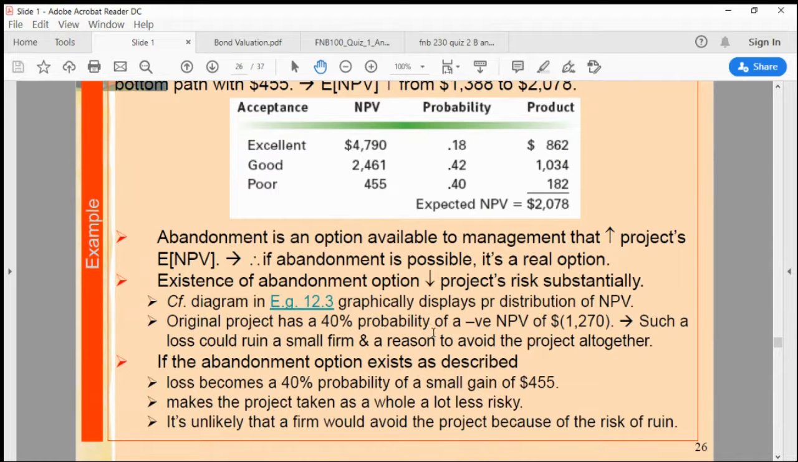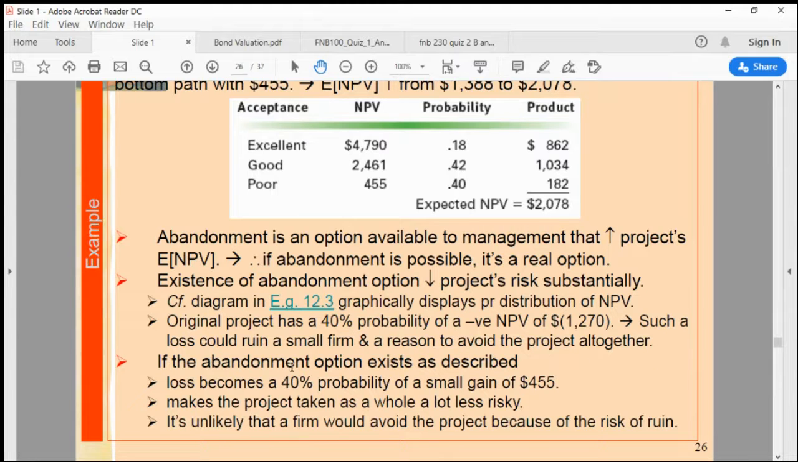The original project has a 40% probability of a negative net present value, right? This parenthesis means negative, as I've been telling you. There are three ways you can express a negative number: a minus sign, of course, red font, or a number in parentheses. Such a loss could ruin a small firm. If it was a small firm, this kind of loss, 1.2 million, could ruin the firm, and that's all the more reason to avoid the project altogether.